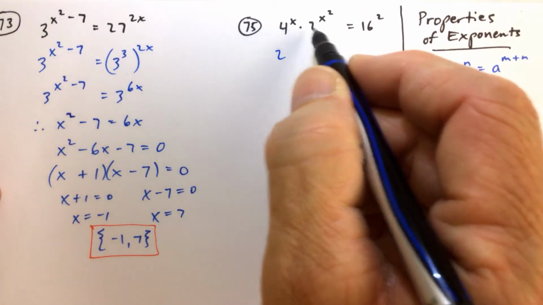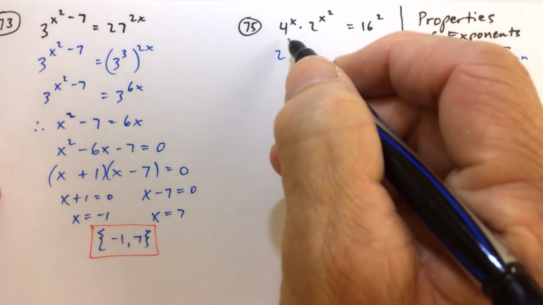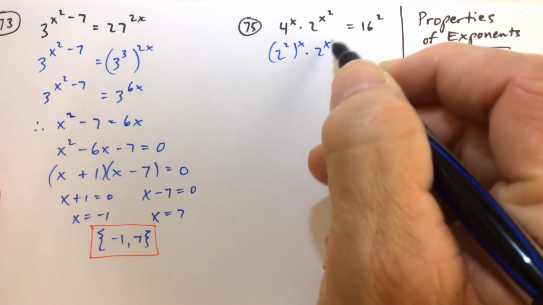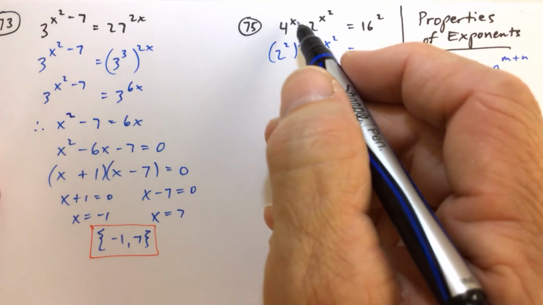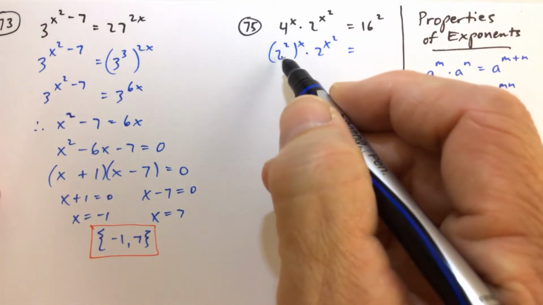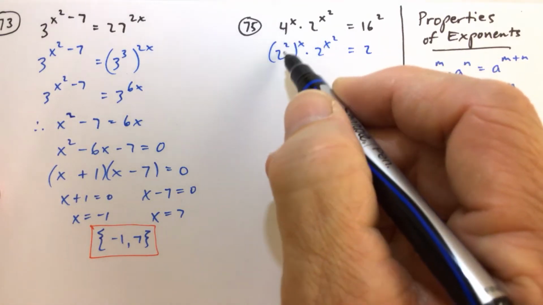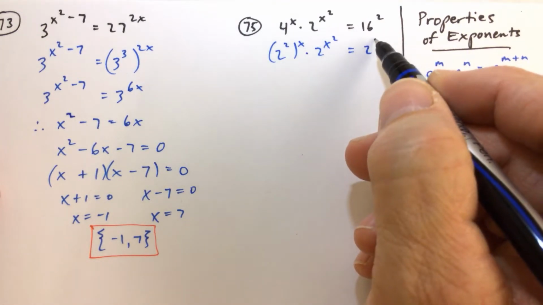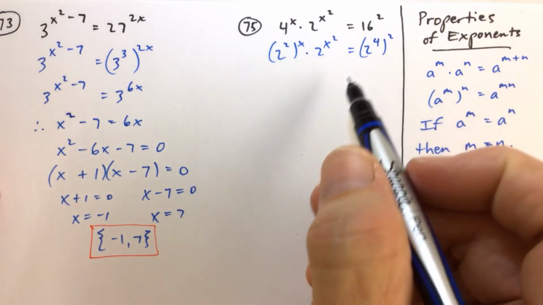We're going to notice that 4, 2, and 16 can all be written as powers of 2. So we're going to do that first. Make sure you express every single term as a power of the same number. So we want to rewrite every single one of these with a base of 2. 4 is 2 to the second. 2 is already 2. 16 is 2 to the fourth. So again, we're going to rewrite every single term as 2 to some power.